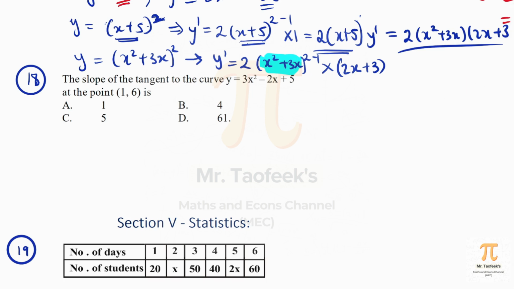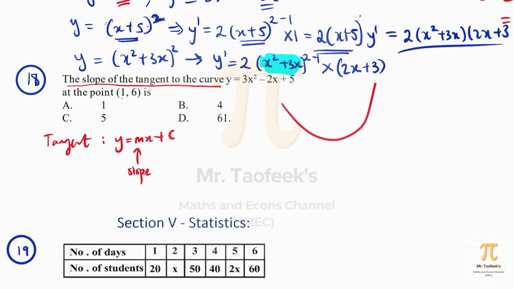All right. Question 18. The slope of the tangent to a curve y is equal to x squared minus 2x plus 5 at point... The slope. When we talk about the slope of a tangent, we're talking about the gradient of a tangent. A tangent is a straight line with the equation y is equal to mx plus c. So this m here represents the slope. So the question is now saying that the slope of the tangent to the curve. Now, when you have a curve, and then you have a tangent to the curve, a tangent is basically a straight line that touches a curve at a particular point.